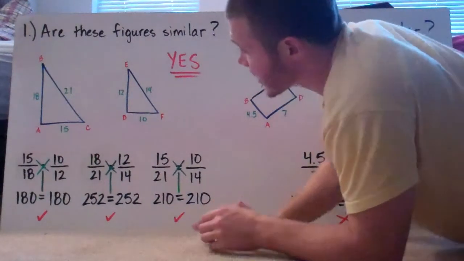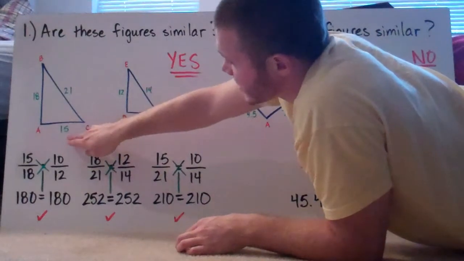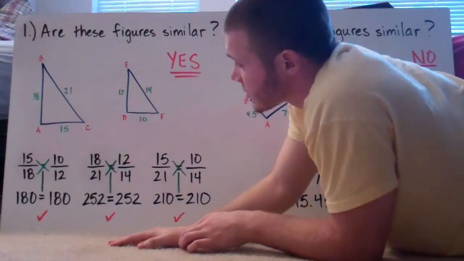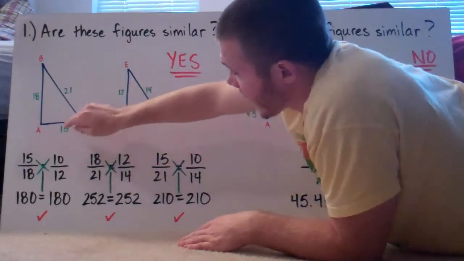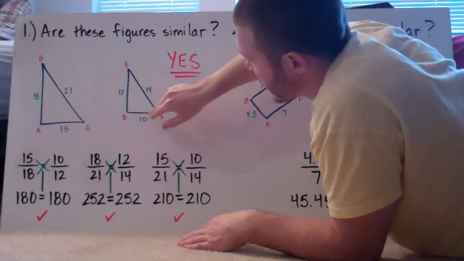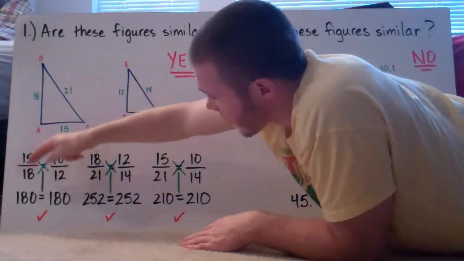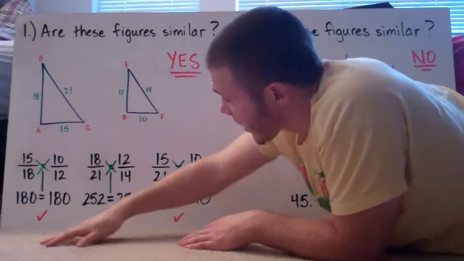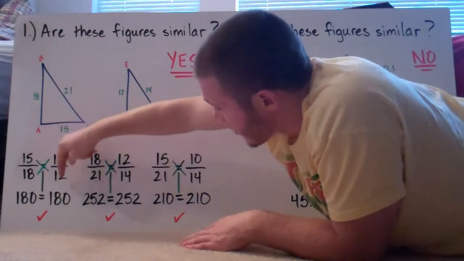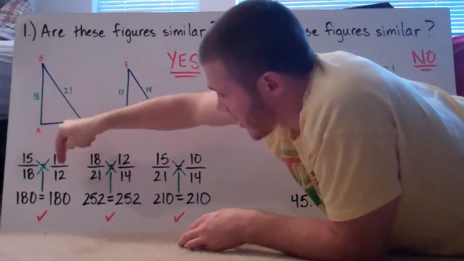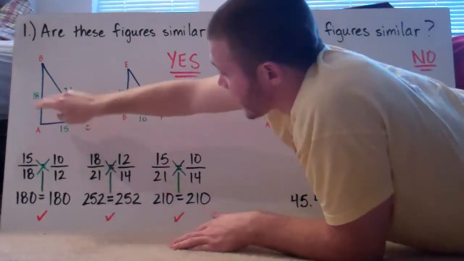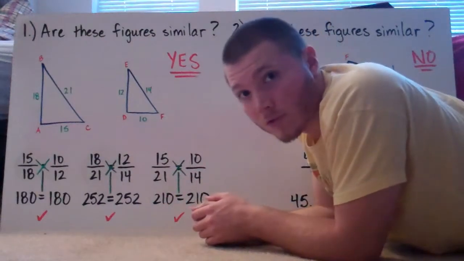So I'm going to take 15 over 18, and the two sides that correspond with 15 over 18 would be 10 over 12. So I'm going to write 15 over 18 equals 10 over 12. Now I'm going to cross multiply. When I do that, I get 180 and 180. 15 times 12 is 180, 10 times 10 is 180. So, are these proportional? Yep, they're proportional.